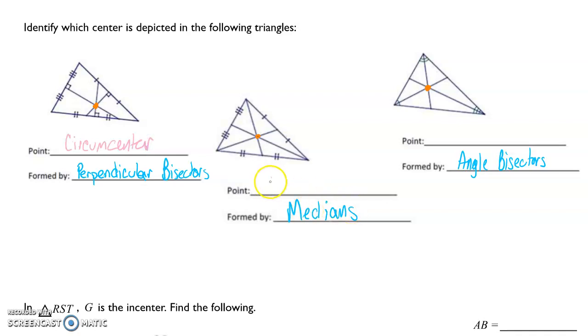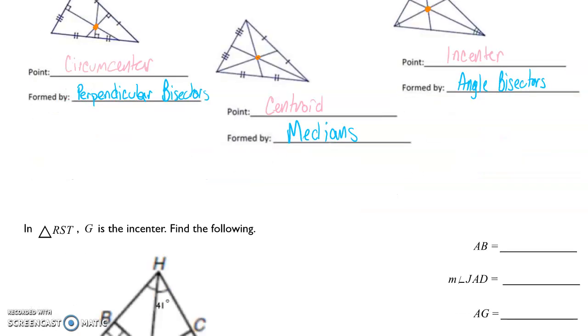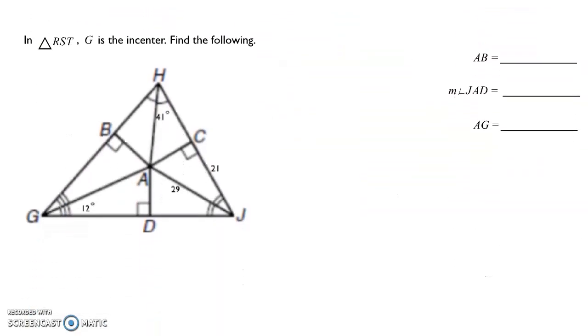And our medians were the first one, that was the centroid. And the angle bisectors was the one from today, our incenter. And those now tell us the properties that we can apply and use both algebraically and with coordinates as well. All right, so that's if we don't tell you the center, but just have our segments marked with the tick marks like that. Now, here's our first practice problem.